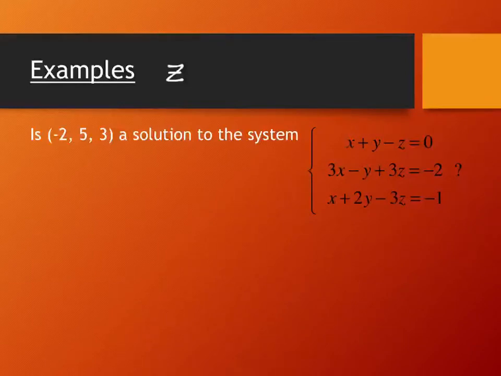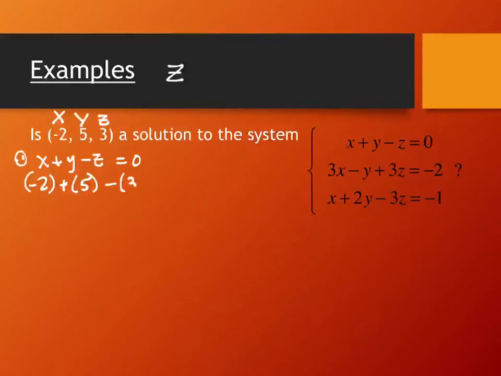So on this one, they always put them in order. It's alphabetical, x, y, z, okay? So we're trying to decide if this ordered triple works in all three equations. So my first equation is x plus y minus z equals 0. So if x is -2 and y is 5 and z is 3, do those, in fact, all add up to 0? They do.